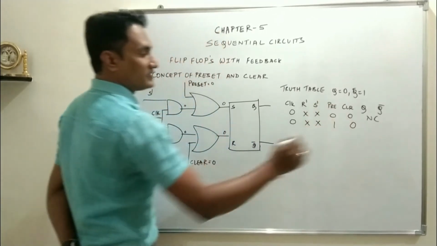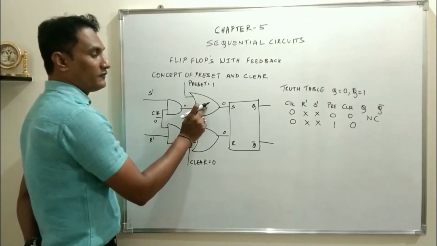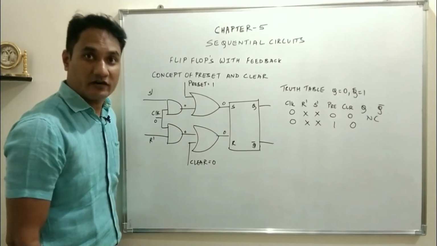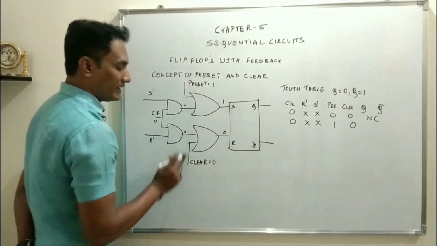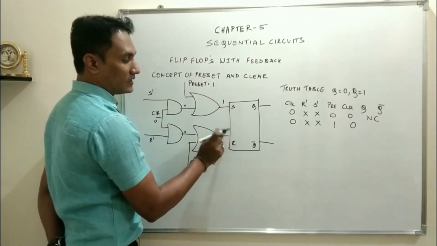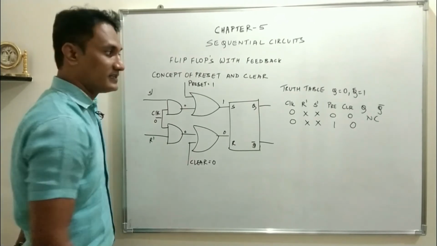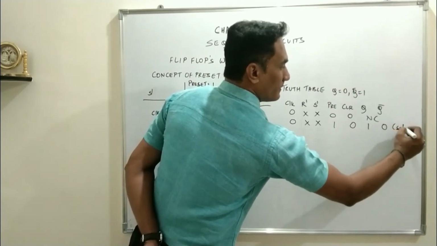Say now preset is 1 and clear is 0. So what is the input for the first OR gate? 1, 0. And what is the property of OR gate? If any one of the input is 1, the output will be 1. So 1 and 0, the output will be 1. And here 0 and 0, the output will be 0, which makes S is equal to 1, R is equal to 0. Trigger given to S. S stands for set. Set means Q will be 1, Q bar will be 0.